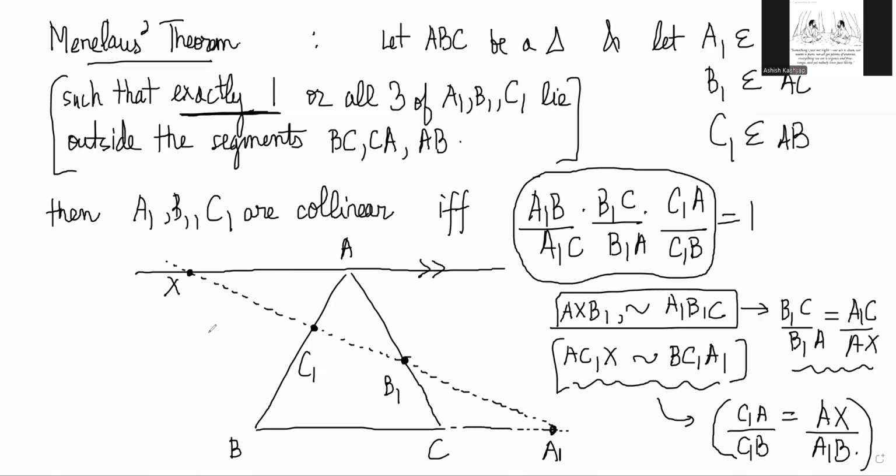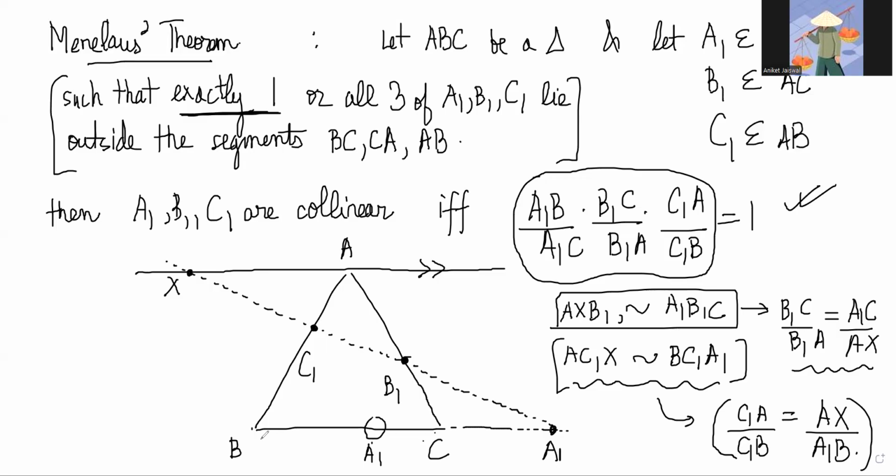Now, one thing to remember here is how we write this condition if you want to apply Menelaus. While applying Menelaus, even if the points are outside, you should imagine mentally that the points are inside. So the point A1 is outside the segment; I will imagine it somewhere here. And now see what I am doing: A1B by A1C, then B1C by B1A, then AC1 by C1B, right?